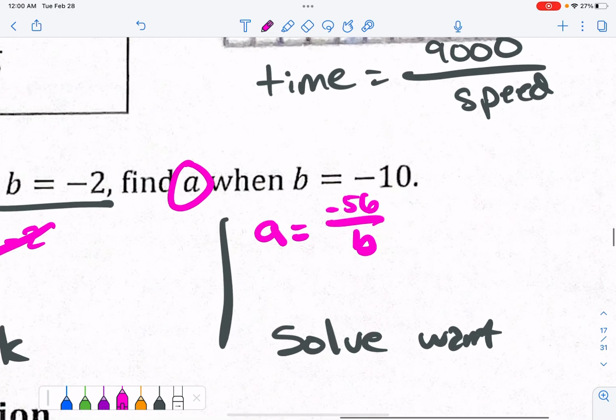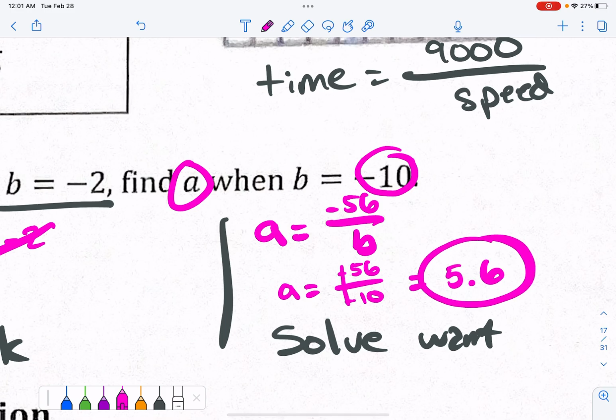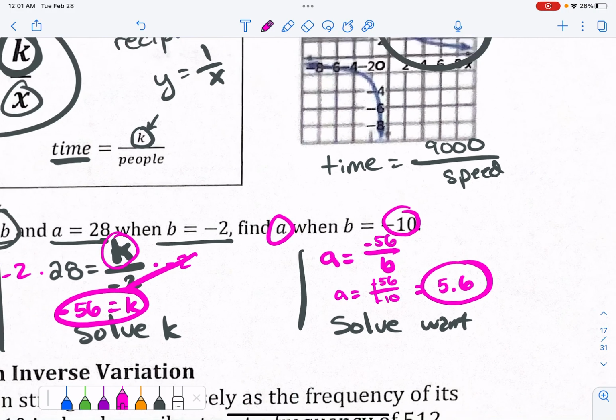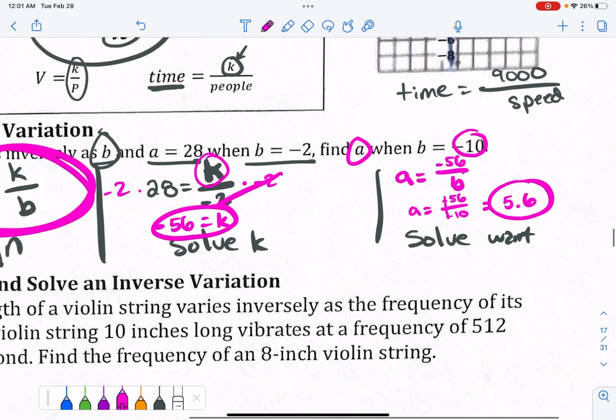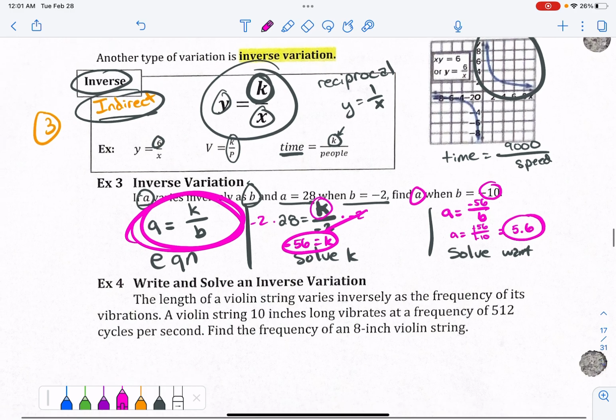And it says find A, so that's what we want to find, when B is -10. So I have -56 divided by -10, and the negatives are going to cancel. 56 divided by 10 is 5.6. So that's what the value is going to be of A. That's what I'm wanting to solve for, okay? So same 3 steps every time, no matter what type of function you're doing, all right?